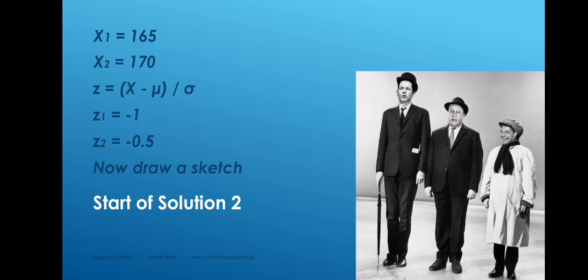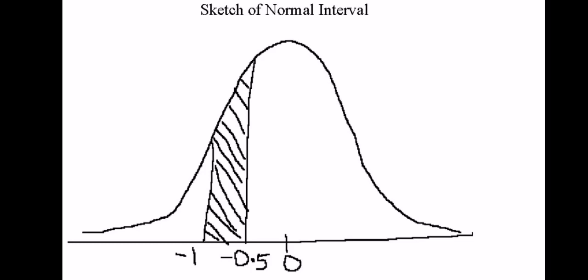So when we draw a sketch and represent these values on the sketch, they will both be to the left of 0. So we draw a sketch as before of a bell-shaped curve and put a tick mark at 0 in the middle, and then we are careful to mark the two values, minus 1 and minus 0.5, to the left of 0 to represent the area that we require. So we shade in the area between those two values, and our task now is to find what is the size of that area, because that area represents the probability that a z-score falls between minus 1 and minus 0.5.